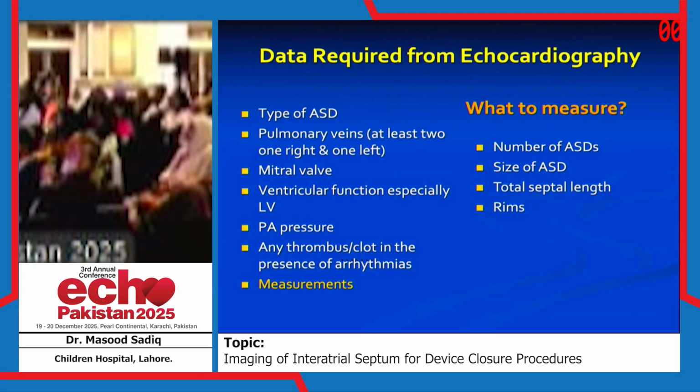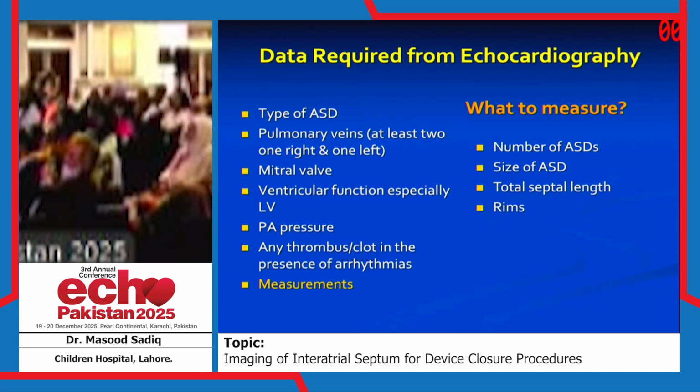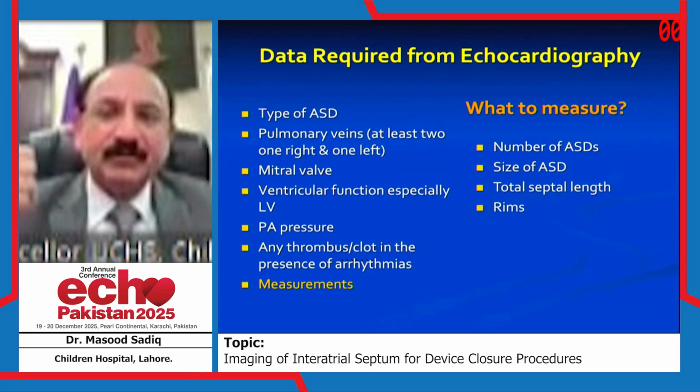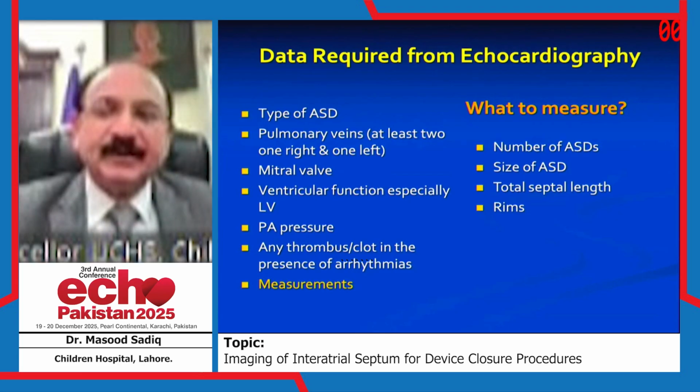And of course, then you will go for the number of ASDs, size of ASD, total septal length, and rims. So four fundamental things that we look for: rims, total septal length, size of ASD, and number of ASDs. Total septal length may not be very relevant in adults, but is very relevant in the pediatric age group.